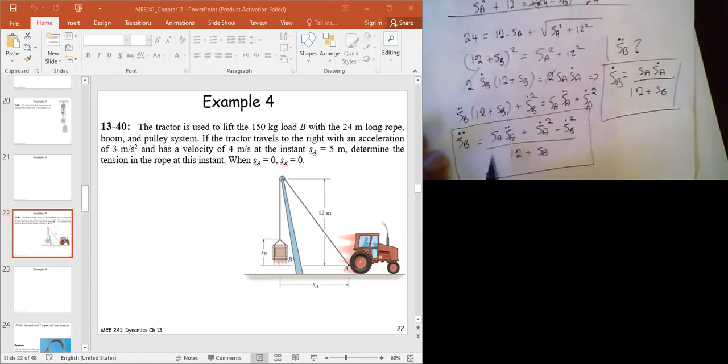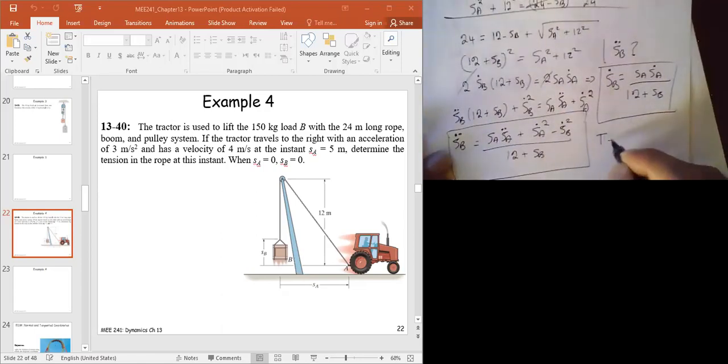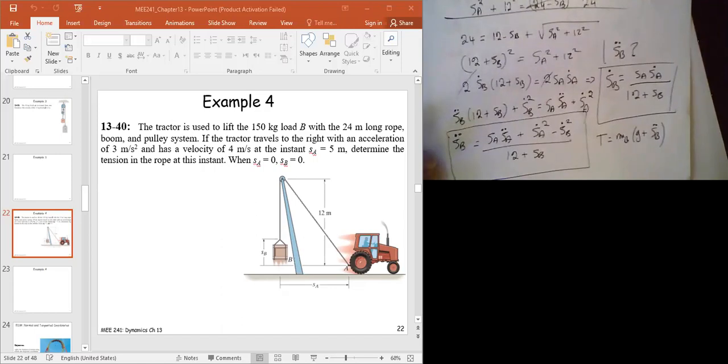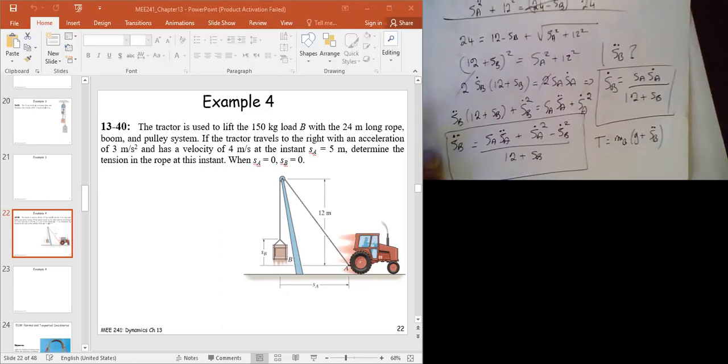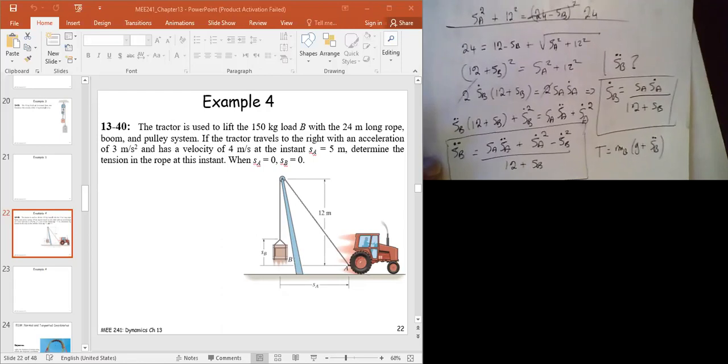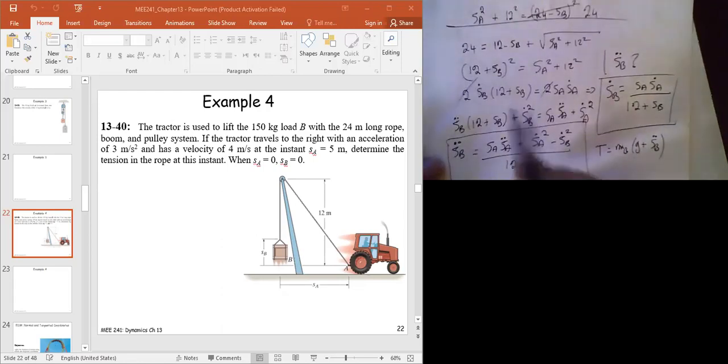Okay, so SB double dot is actually, so what is the tension in the cable? It is going to be equal to MB G plus, wait, Doctor. Yes. Okay, and SB we don't have. How can I get SB? I can use this relationship.